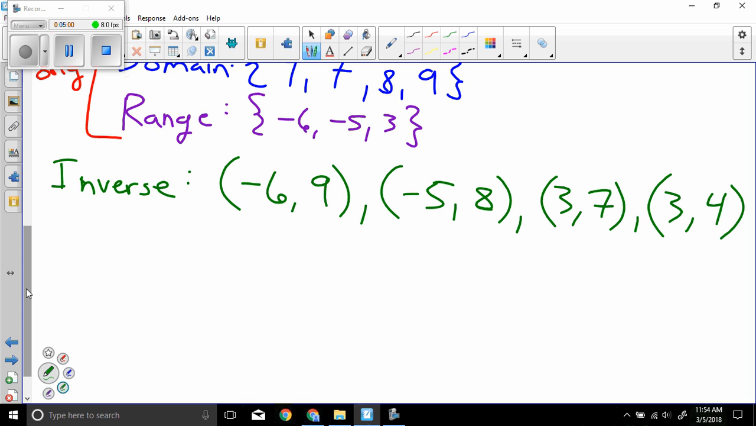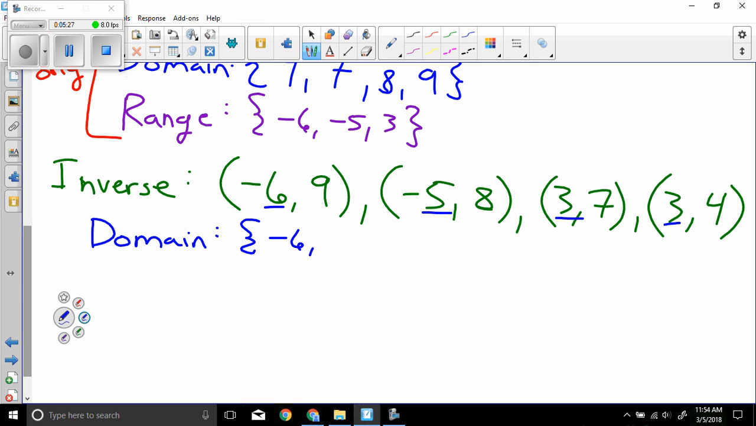Let's see if we can do the domain now of the inverse. The domain of the inverse are these x values. That should look very familiar, as these domain values here should match the range values of the original: -6, -5, 3. Which, of course, they do.